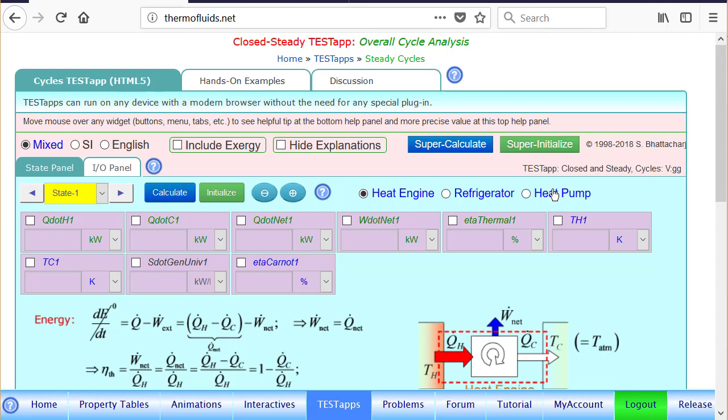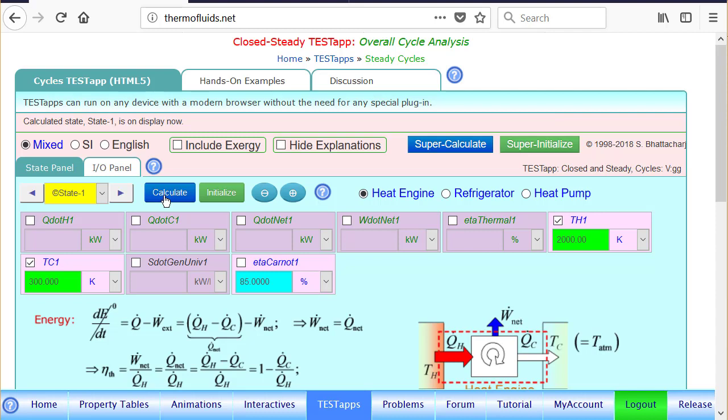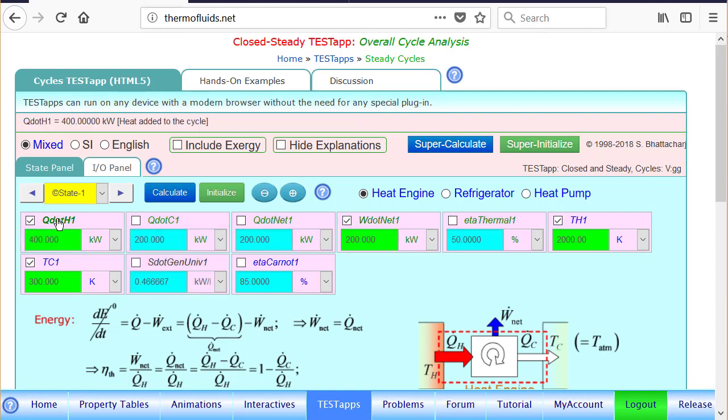Okay, so let's enter the known variables that we are given. The hot temperature is 2000 Kelvin of the hot reservoir and cold temperature is 300 Kelvin. So just that information is enough to get the Carnot efficiency, 80%. Also given is 200 kilowatt of net power and 400 kilowatt of heat added to the cycle. So therefore, the thermal efficiency must be 50%, as we can guess.